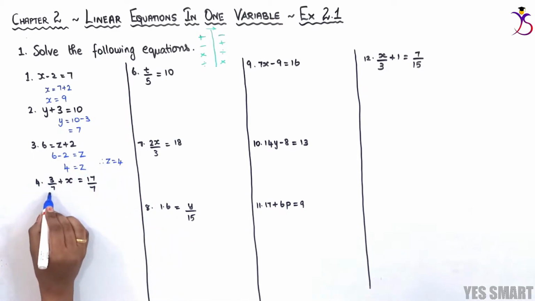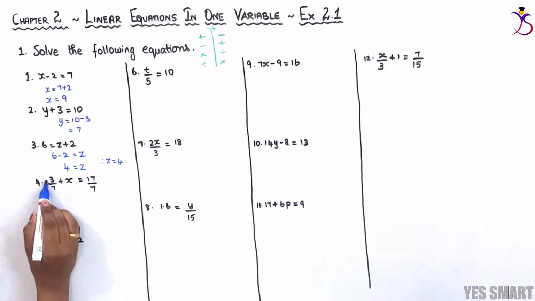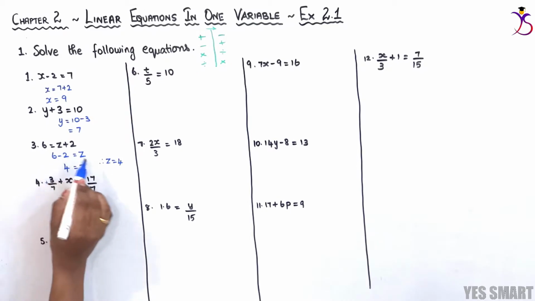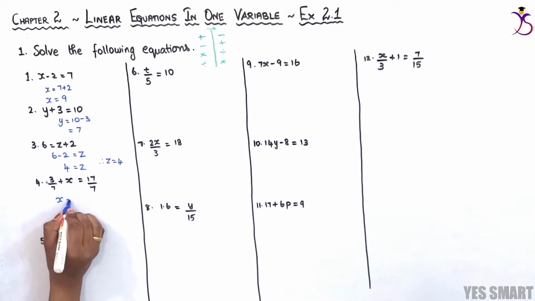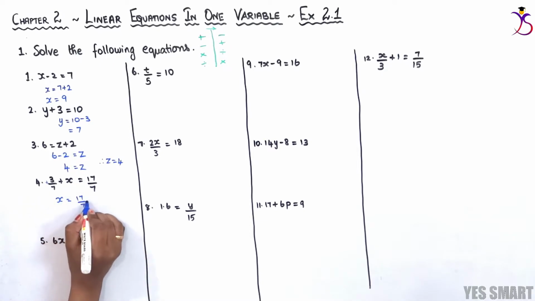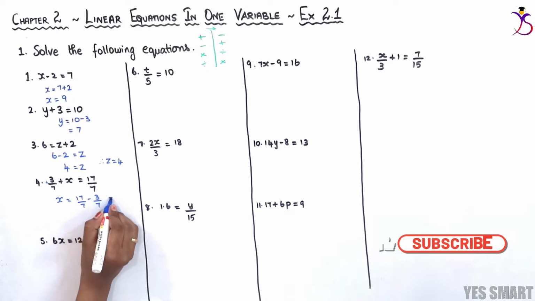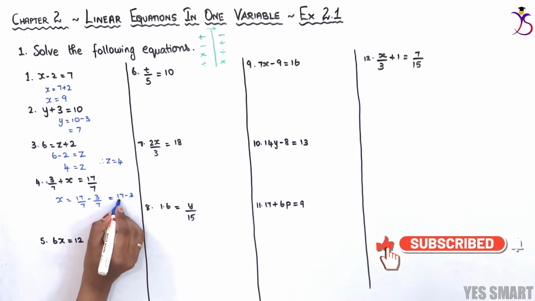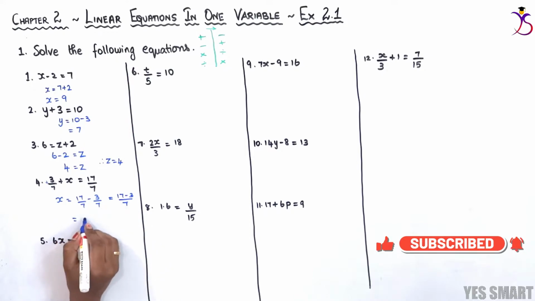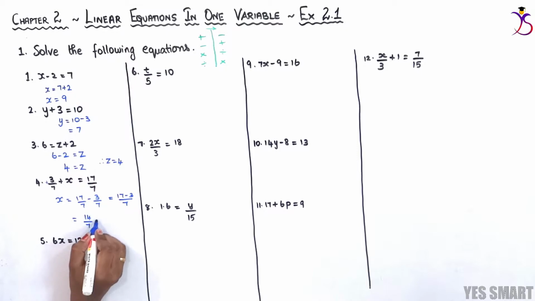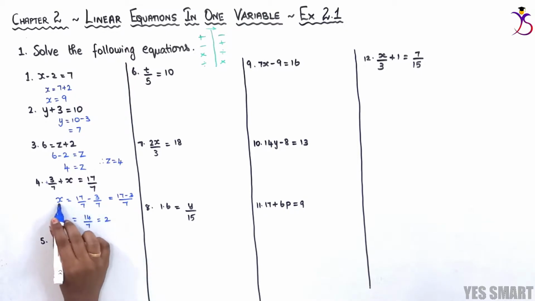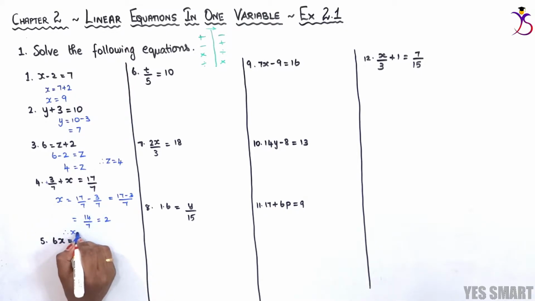Fourth sum, we will just transpose this plus 3 by 7. Let's transpose this to the other side. It becomes minus 3 by 7. Therefore, x is equal to 17 by 7 minus 3 by 7. Since it is the same denominator, we can directly subtract. 17 minus 3 by 7. 17 minus 3 is 14. 14 by 7. When you divide 14 by 7, it is 2. Therefore, the value of x is equal to 2.